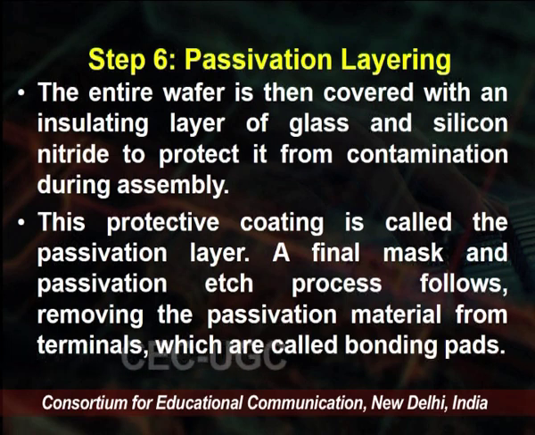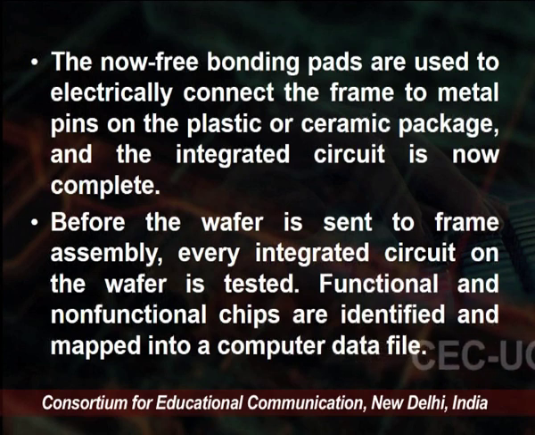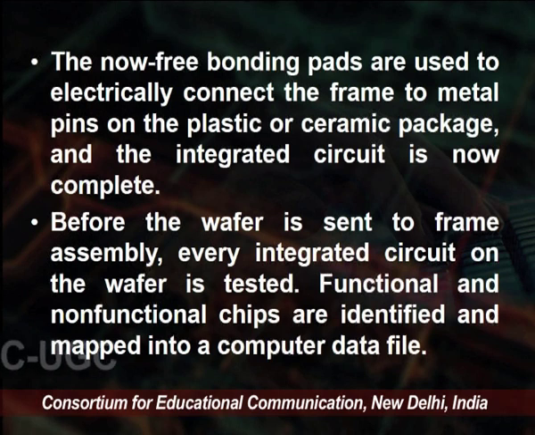A final mask and passivation etch process follows, removing the passivation material from the terminals, which are called the bonding pads. Now, the bonding pads are used to electrically connect the frame to the metal pins on the plastic and ceramic packages, and the integrated circuit is now complete. So, from wafer to integrated circuits are prepared.